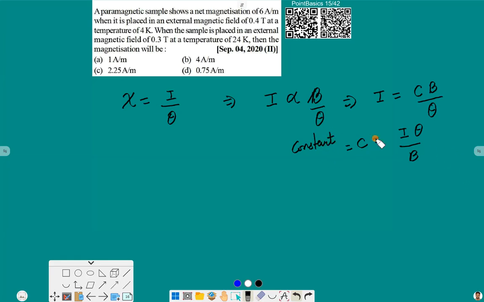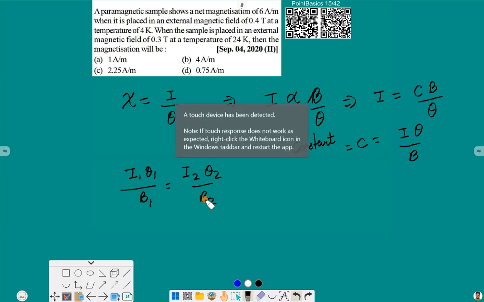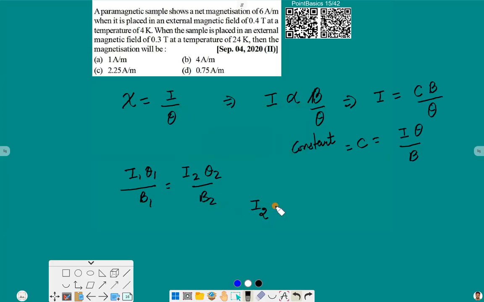And using this relation we can write that I1 theta 1 divided by B1 is equal to I2 theta 2 divided by B2, and from this the value of I2 comes out to be theta 1 by theta 2 and B2 by B1 into I1.